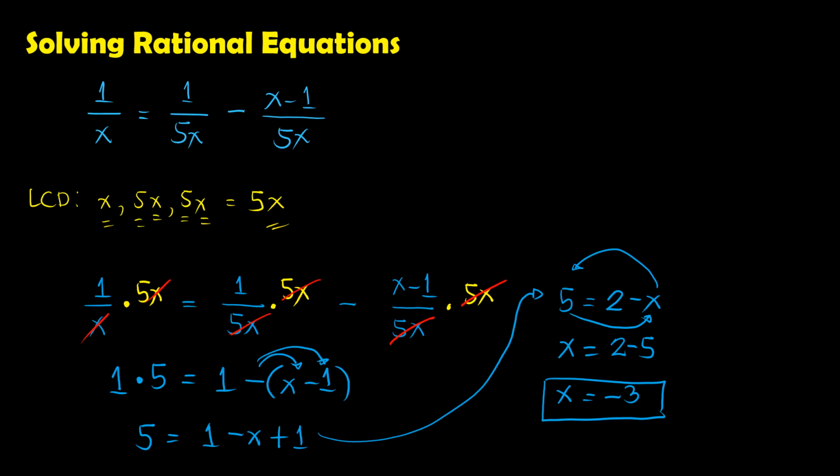Now, let's check if the answer or our value of x is actually correct. Paano malalaman? Substitute na lang natin. So, in this problem, dito tayo. 1 over x. Ang x natin ay negative 3. So, ito 1 over x. Ipapalit na natin ang negative 3. So, we'll have negative 3 equals 1 over 5 from the problem.